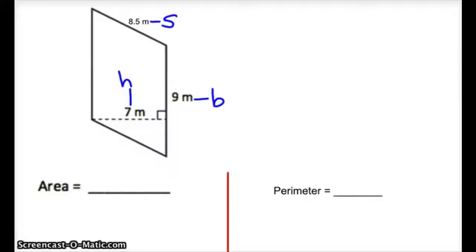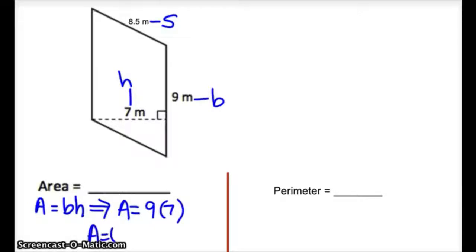All right, so the area formula is area equals base times height. And my base is 9 and my height is 7. So 9 times 7 is going to give me an area of 63. And let's not forget our units, which is meters, and meters times meters is meters squared.